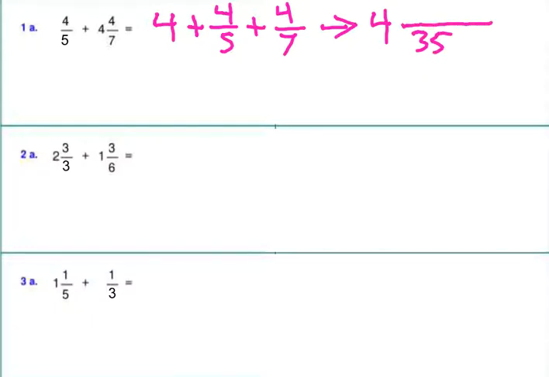But the numerator is going to be, what's 4 times 7? 7, 14, 21, 28. 28 plus, what's 4 times 5? 20. So 48/35. Yep, so now we're going to rewrite it down here. 4 and 48/35. We're almost done. This is going very fast.